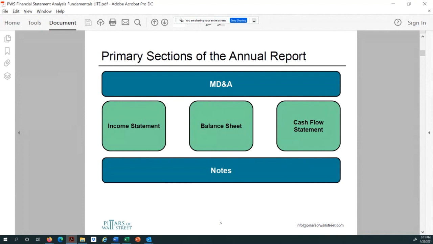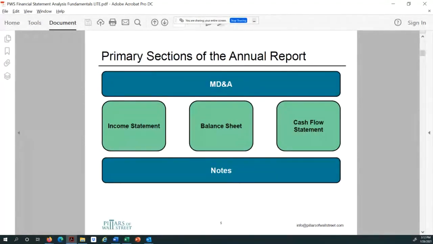The three financial statements just give you numerical data. But the MD&A allows you to understand why the numbers are what they are. For example, why did sales increase? Why did expenses decrease? What's management's take on future CapEx? These are the kinds of things they discuss in the MD&A.